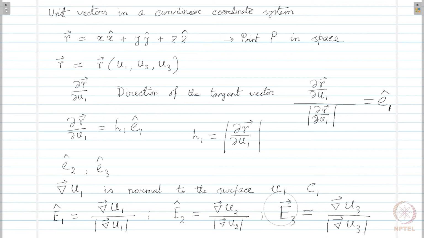So, these capital E1, capital E2, capital E3 are unit vectors normal to the surface, while small e1, small e2 and small e3 are unit vectors tangential to the surface.